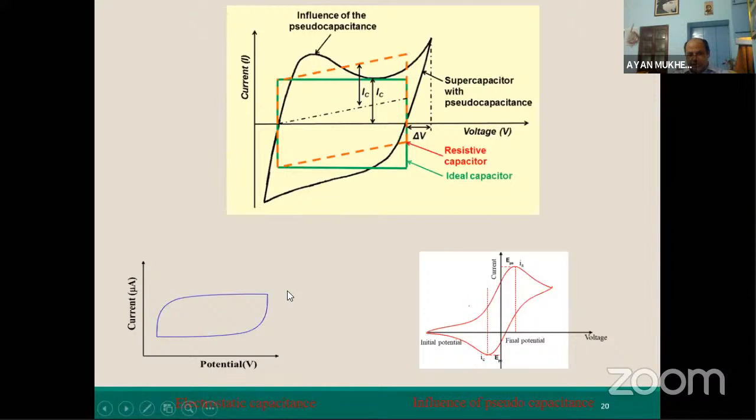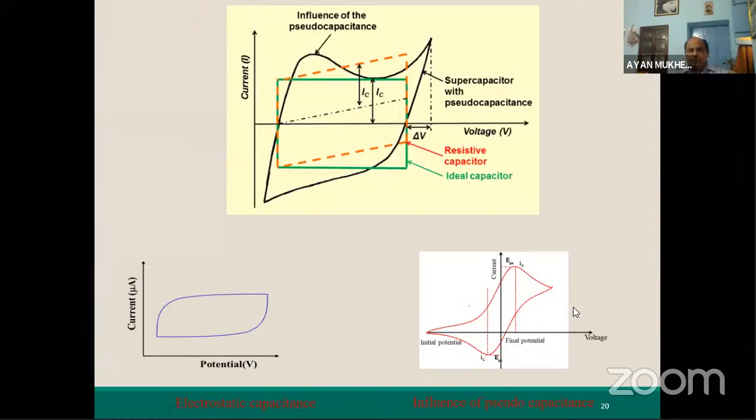We can also see this blue type of material, that is EDLC type of supercapacitor material. And now if some peak appears, like this black one, then this is the influence of pseudocapacitance. That is, a material which shows a graph of this type, we can say is a pseudocapacitor type of material. Our aim is to prepare a material of this pseudocapacitor type.